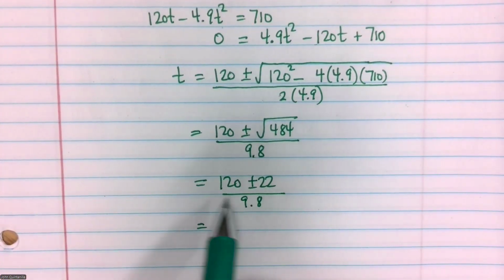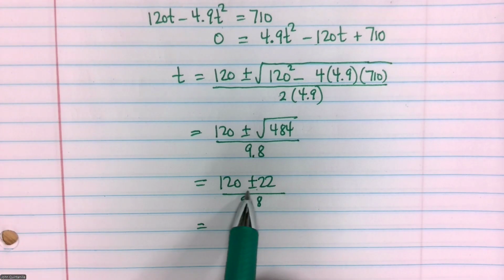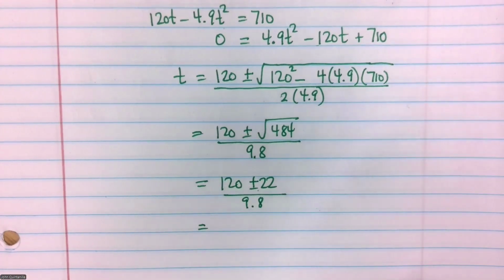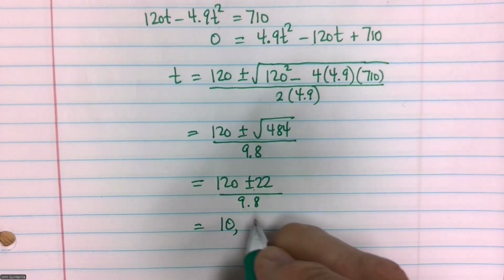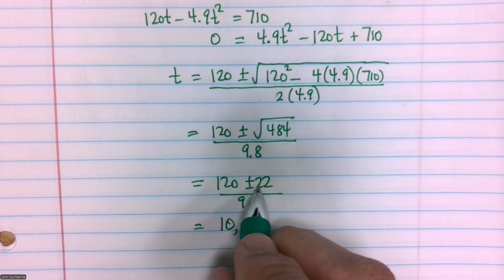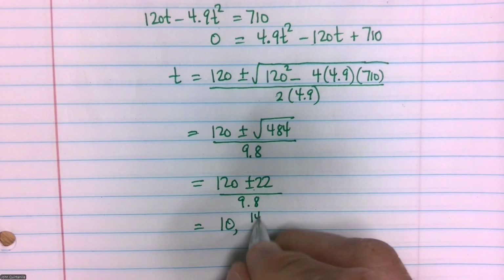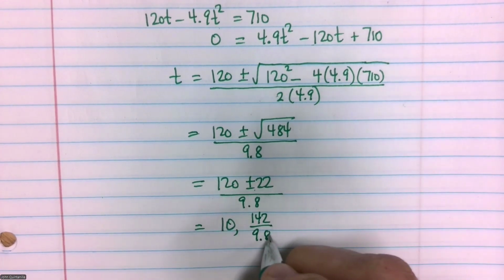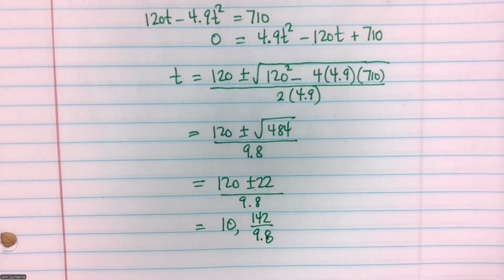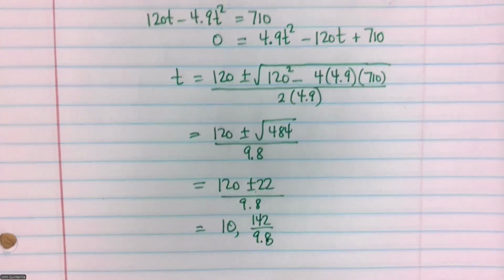So if I subtract 22, I get 98 divided by 9.8, and so one option is 10 seconds. The second option doesn't quite work out so simply. 120 plus 22 is 142, divided by 9.8. We'll leave it like that for the moment.